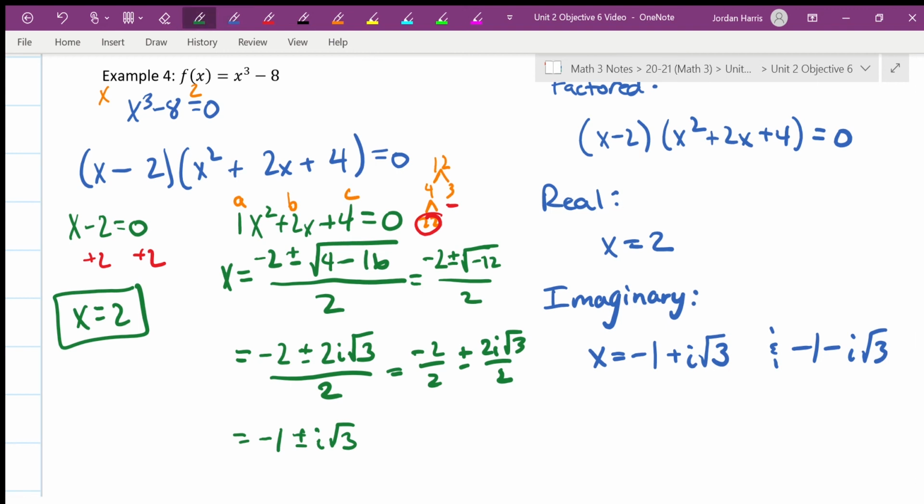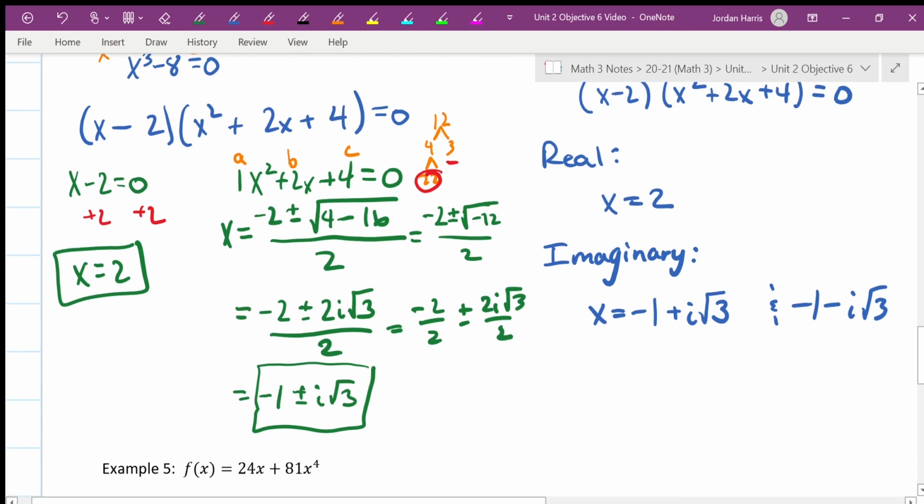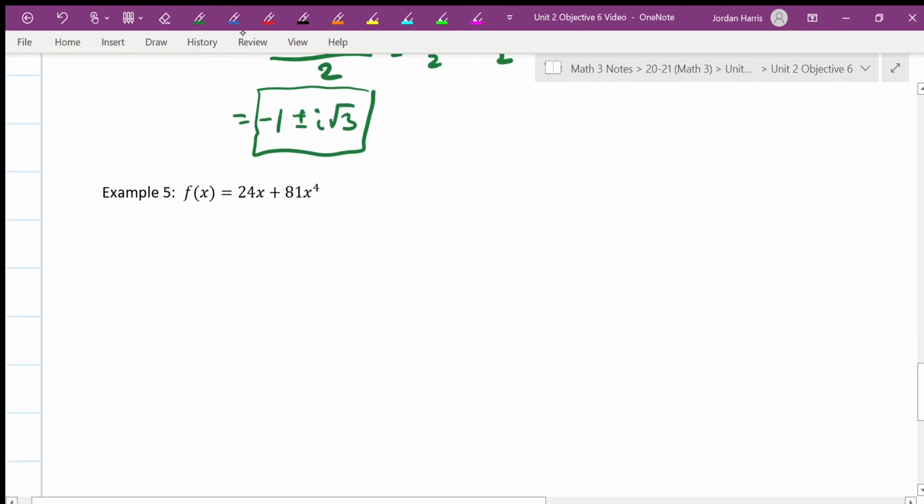Okay? So remember, I always like to write them out separate. If you want to write them as a plus or minus, it's fine. But you need to make sure you understand that that represents 2 solutions. If you don't understand that, write them both out so you can remember that. All right, last example.